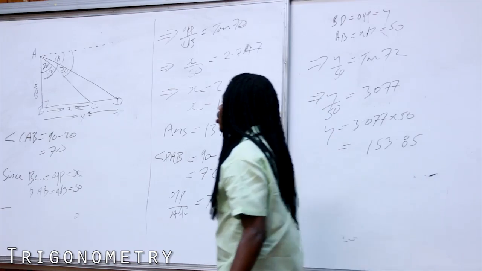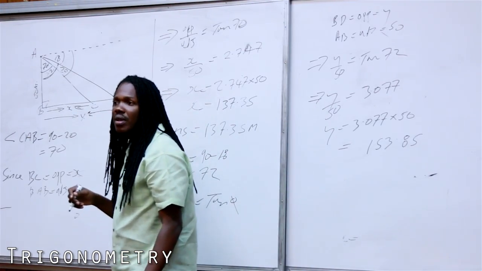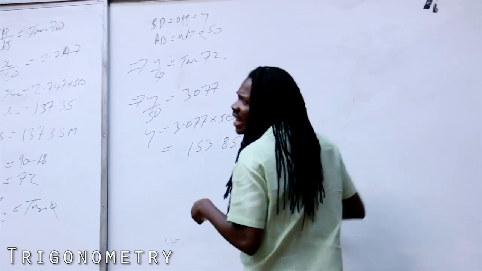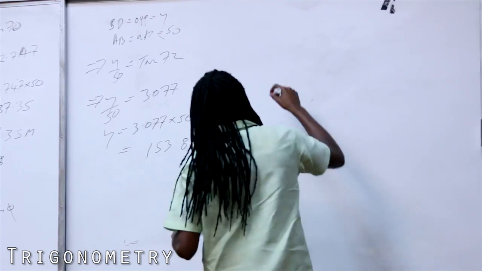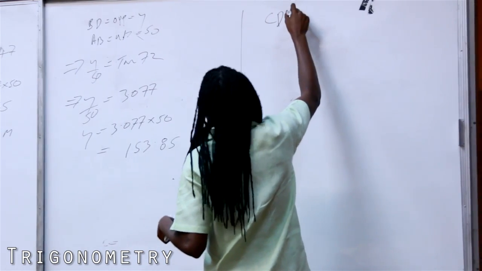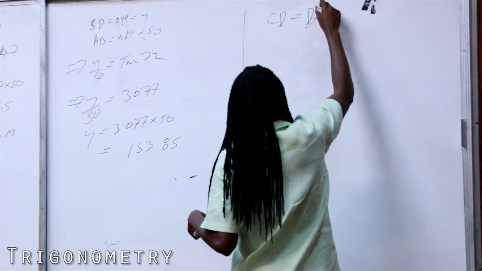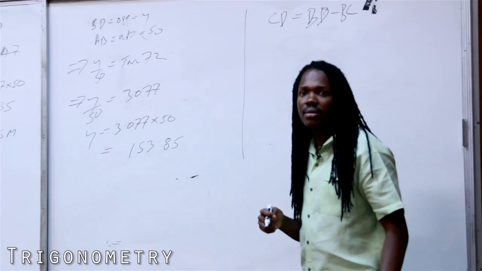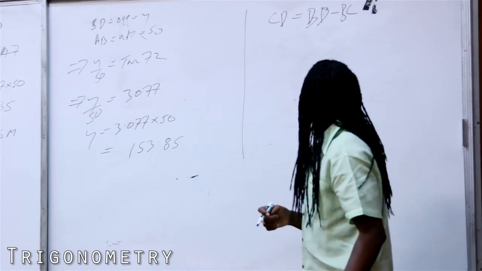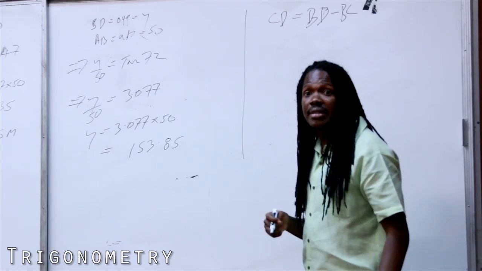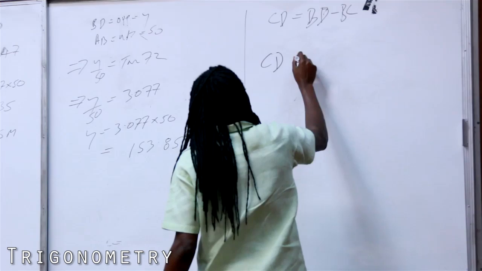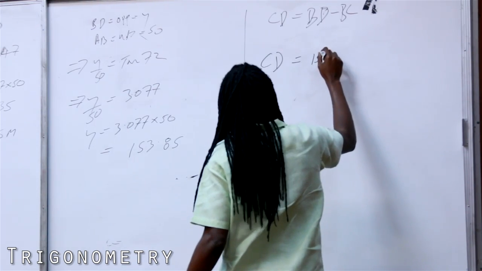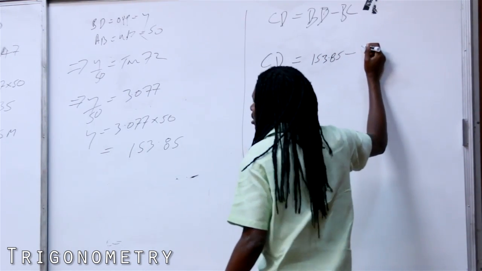If they ask you what is the distance between C and D, you simply say, no, distance, not angle. Distance is a line. So you simply say that CD is equal to BD minus BC. So CD equals, what's BD? Minus.